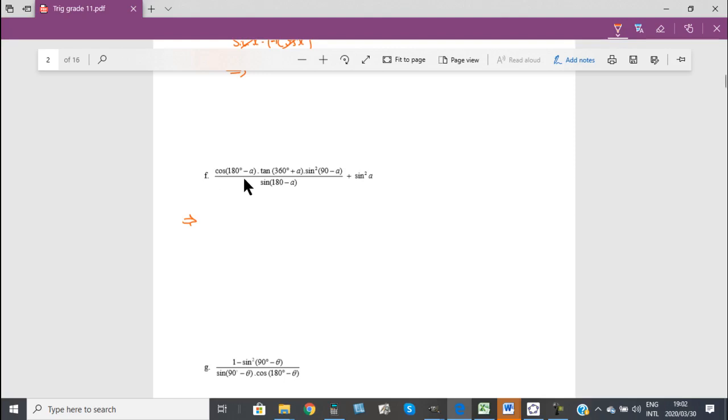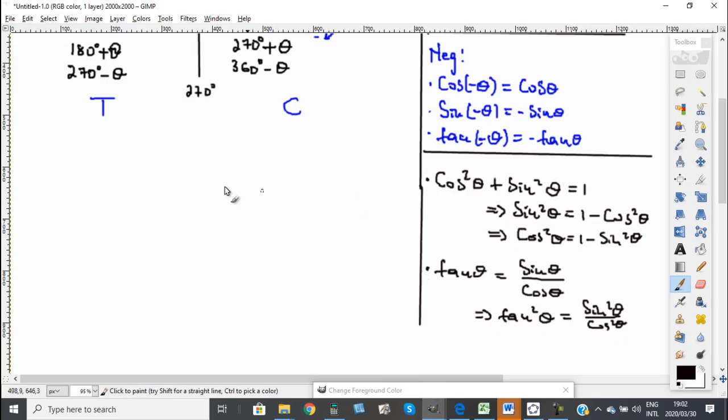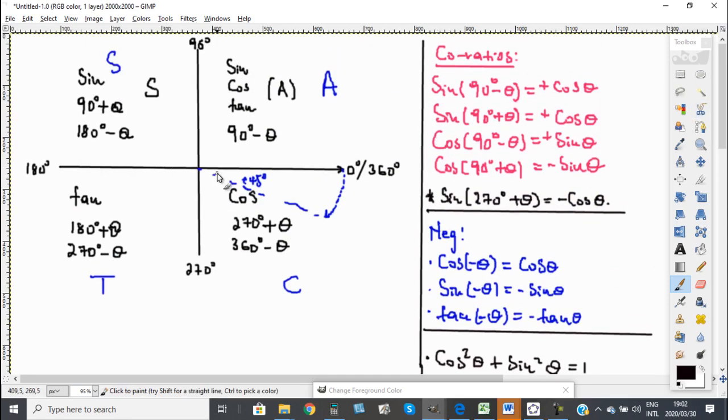So here, cos of (180 minus) is negative, so this is negative cos of alpha, times tan of (360 plus). I don't think we said anything at all about 360 plus, but the idea is if you say 360 plus, you'll end up in the first quadrant. So 360 plus, whether you have sine, cos or tan, it will always be positive. Okay, so that's basically the idea.